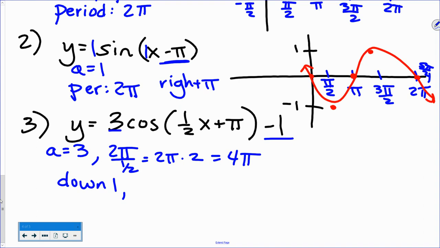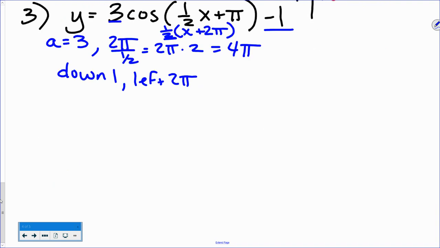I need to factor out the 1/2 to figure out my phase shift. So that means I'm dividing pi by 1/2, which means I'm multiplying it by 2. So I'm going left 2 pi. All right, so a lot going on. Let's kind of get our picture of our graph going.